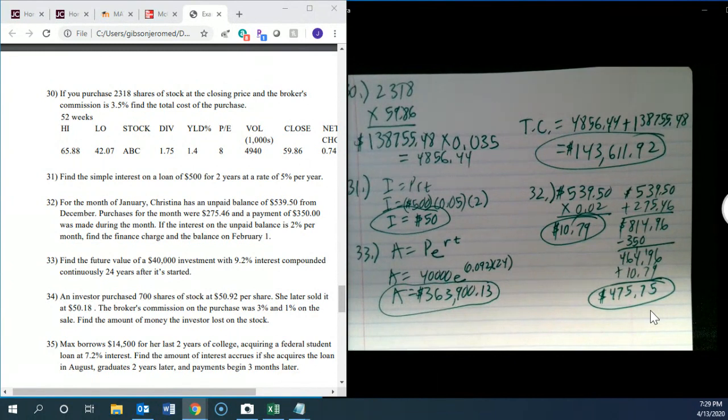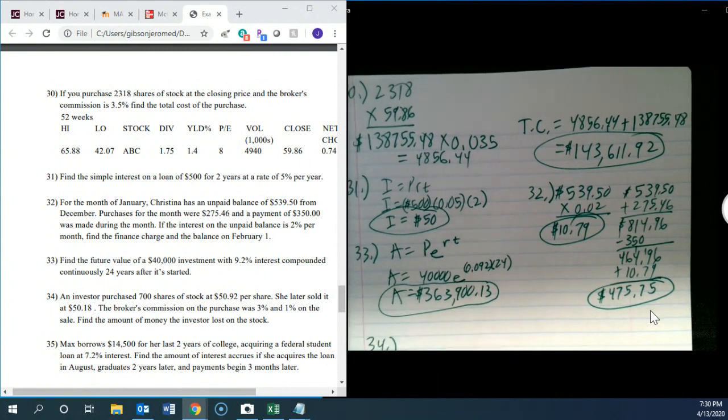Now, before I go on, does everyone know how to get the e in whatever calculator they're using? If there's anyone that does not, please let me know so I can show you how to get the e. Okay, everybody knows it. Okay, so let's go to problem 34.